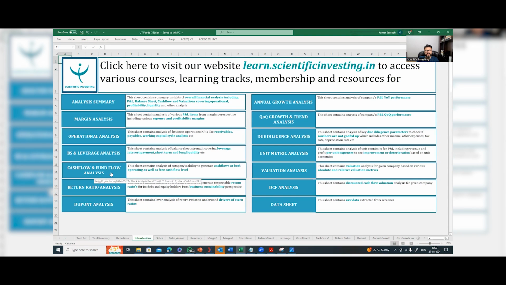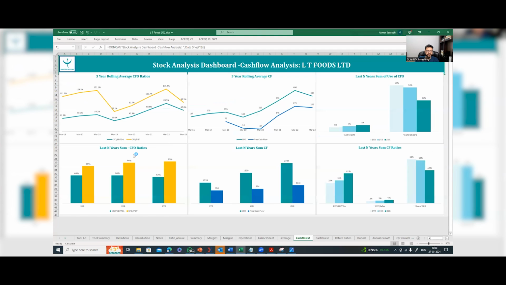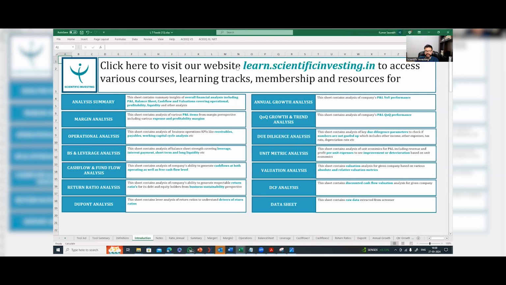So you can see this is the Excel tool, and this tool has multiple sheets. These are the various analysis sheets this tool has. We have a summary sheet, then we have a margin analysis sheet, then an operations analysis sheet, then a sheet for cash flow analysis. So we have sheets for various analyses.